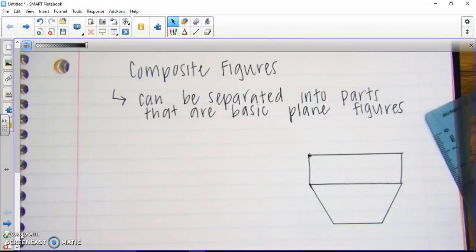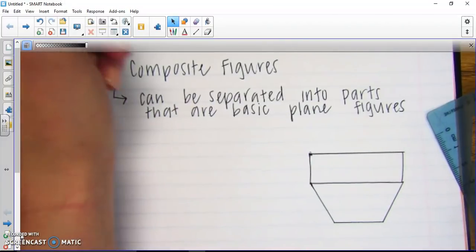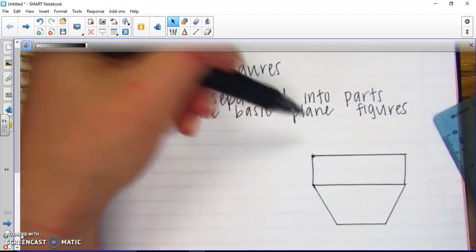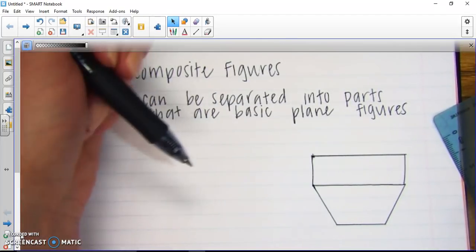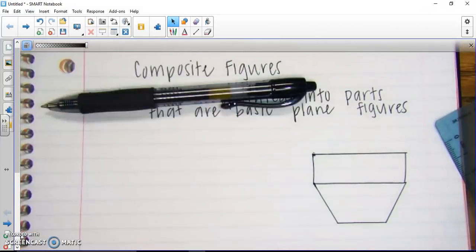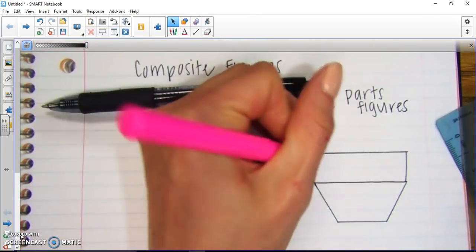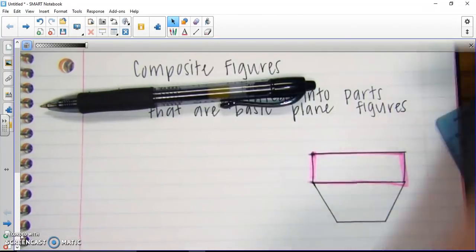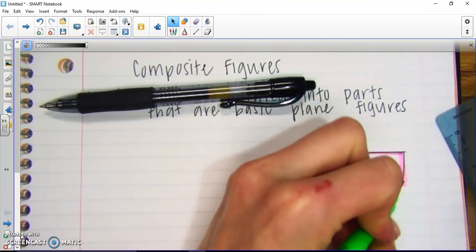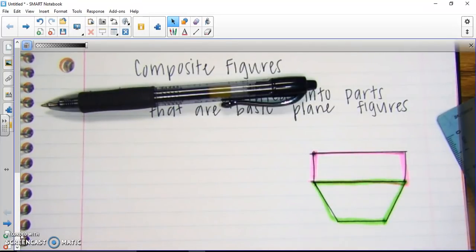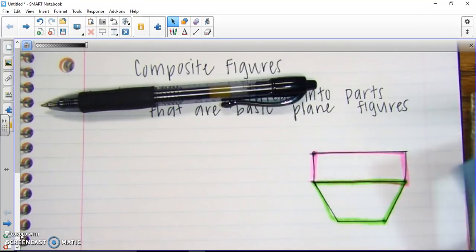For these notes, we're going to be talking about composite figures. Composite figures are figures that can basically be separated or broken down into parts that are basic plane figures. So for example, in the figure shown, we could break this down into two basic shapes, a rectangle at the top and then a trapezoid underneath. Together it makes this kind of strange looking figure, but we can break it down into two much more basic and easier to find the area of shapes.